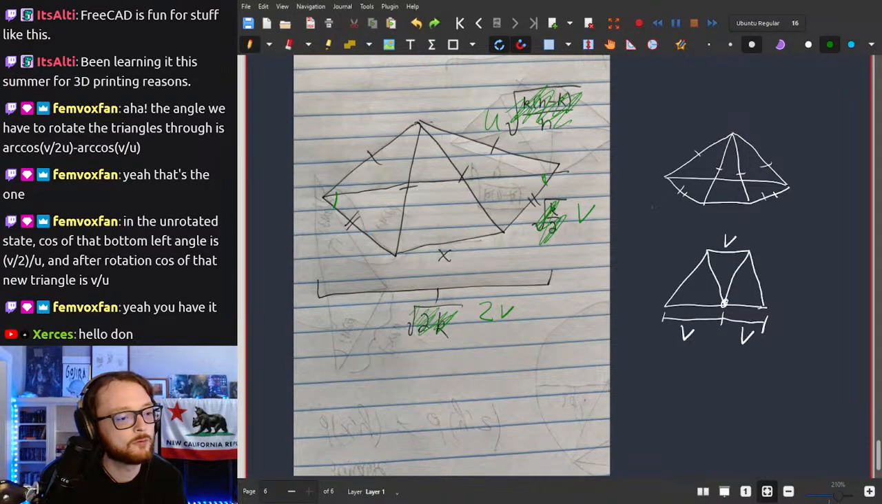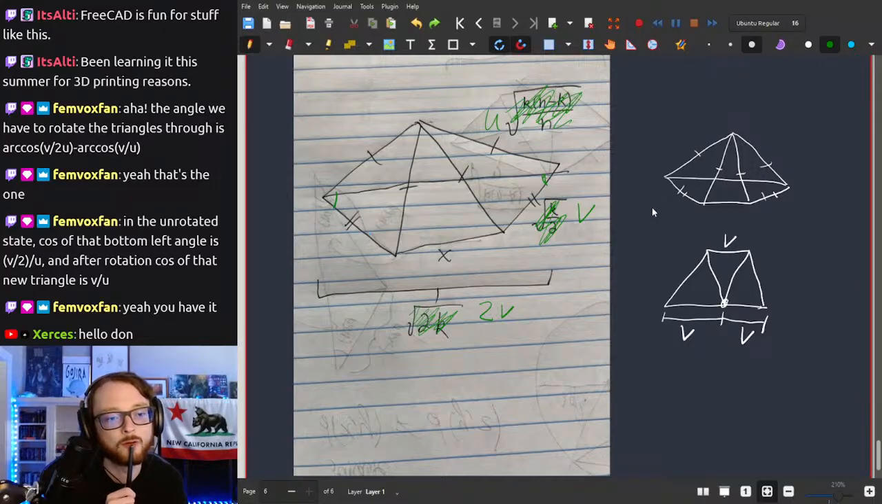Hey, Xerxes. In the unrotated state, the bottom left angle is v over 2 over u. Oh, you're looking here. Okay, yeah, I agree with that. So we've managed to fix those two angles there. That's probably the hard part done.